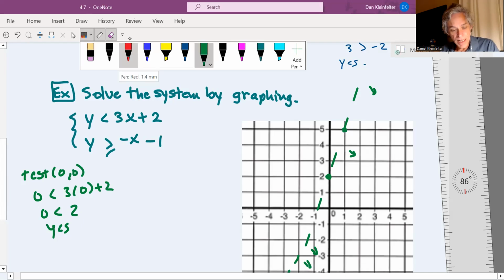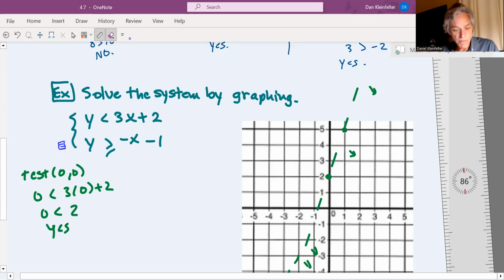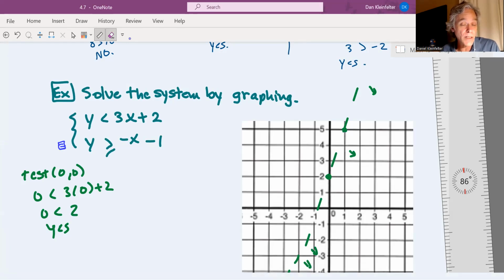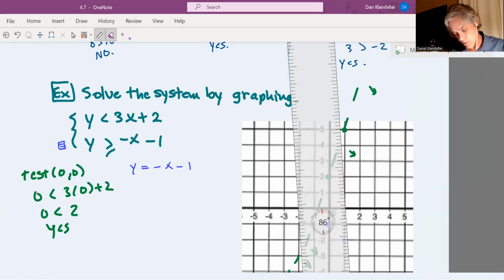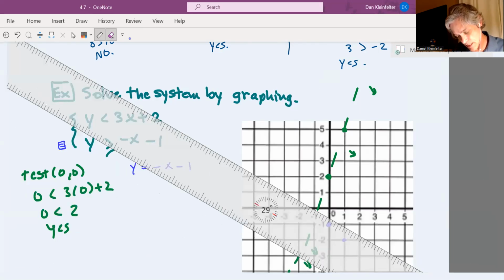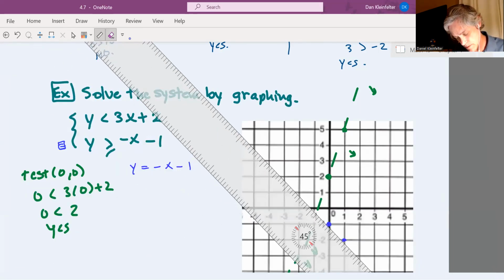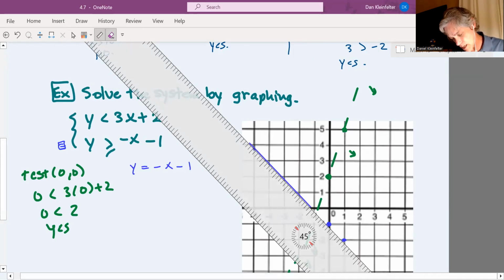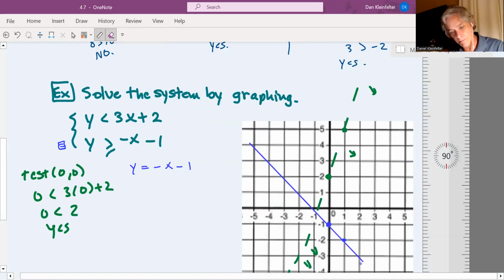Okay, moving on, let's do the second one next. So the second one, I'm going to color that in blue. This one has a greater than or equal to, and so I'm going to be graphing it with a solid line. The y-intercept here is -1, and for the corresponding equation, it's minus x minus 1. The slope is -1, so we'll go down 1 and right 1. Okay, and then once again, we're going to connect the dots. Solid line because it's got the or equal to in it.